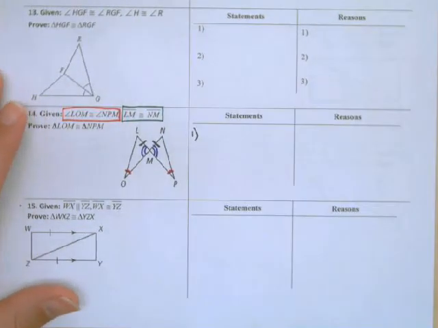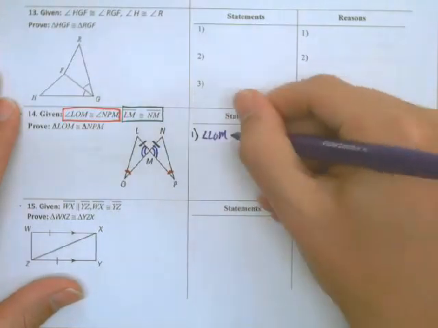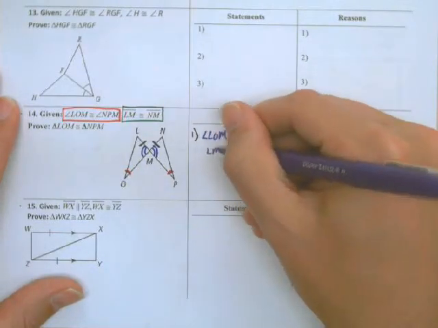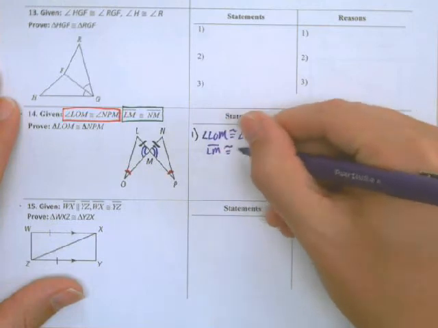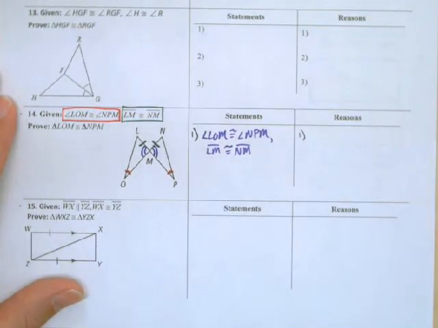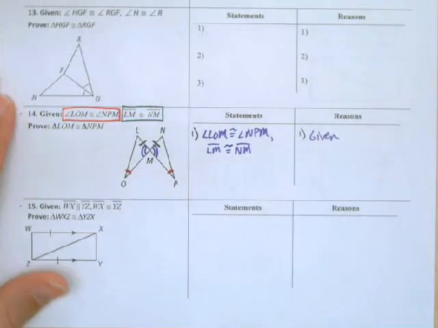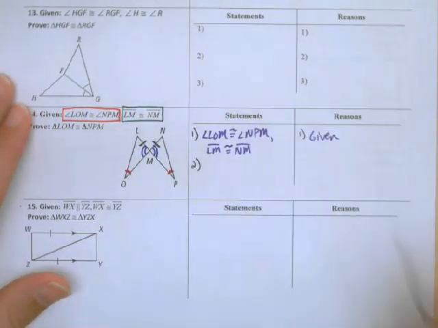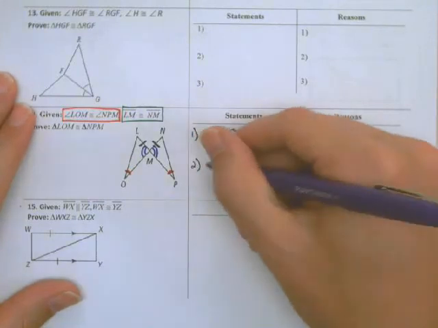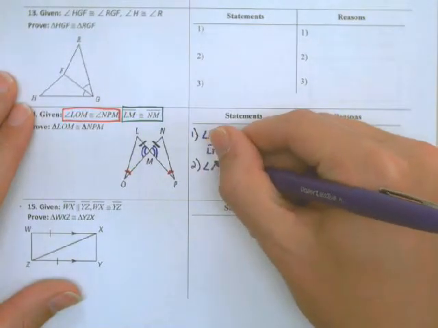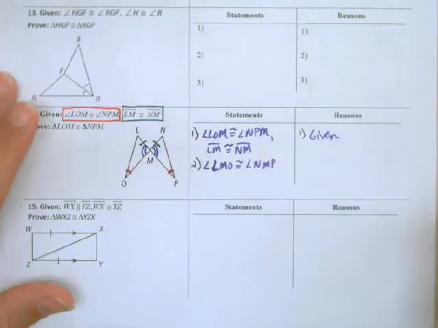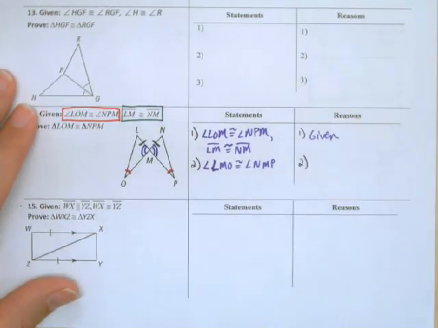So over in the proof, angle LOM is congruent to angle NPM, and side LM is congruent to side MN. Line 2 is where we're going to talk about the vertical angles. We're going to use 3 capital letters just to be safe. So the vertical angles in blue would be angle LMO and angle NMP. Vertical angles theorem.